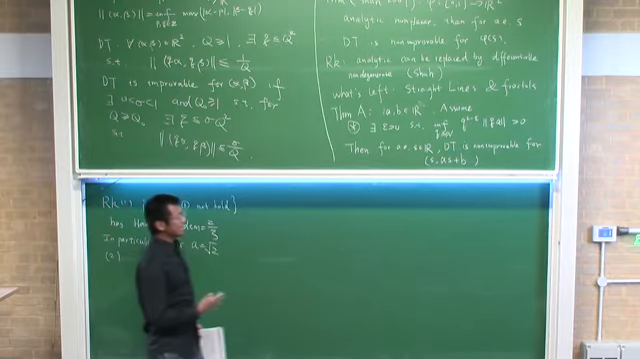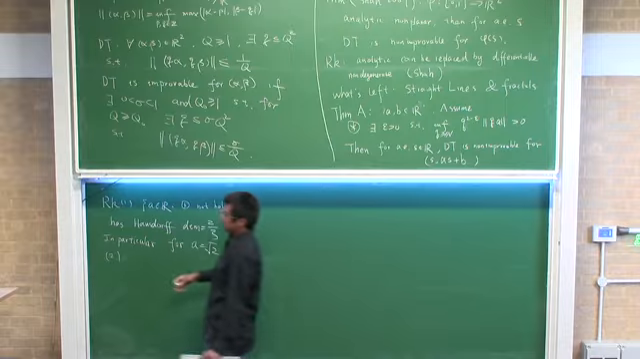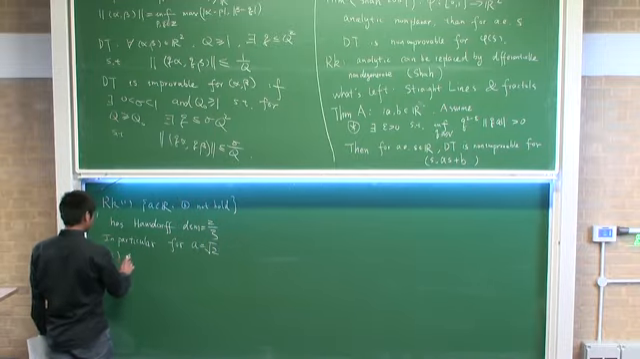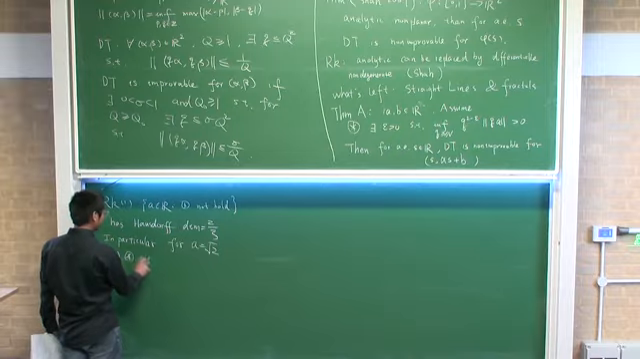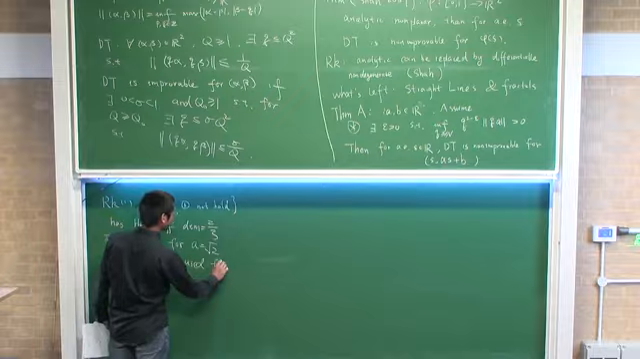So why do we need this condition? What are we using it for? Star is only used for non-escape of mass.